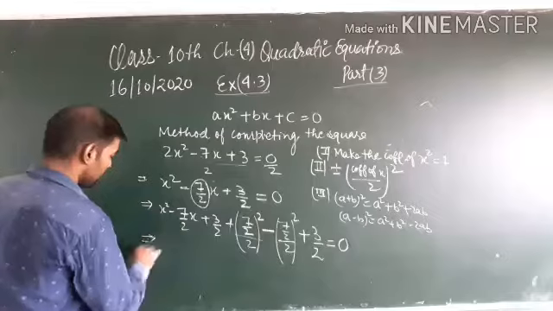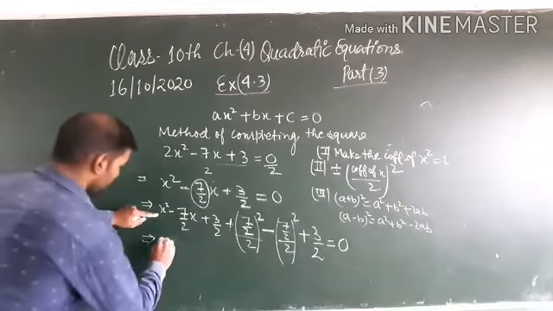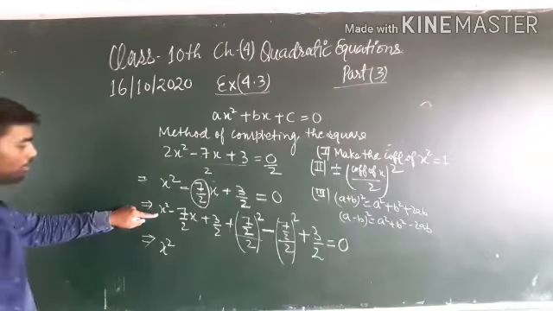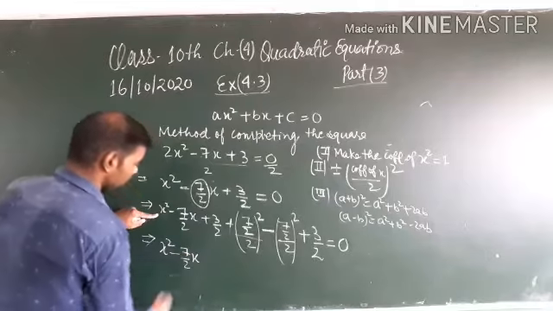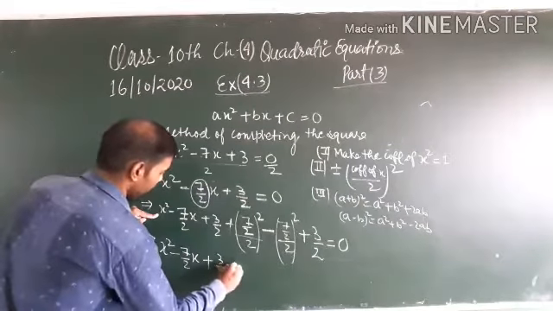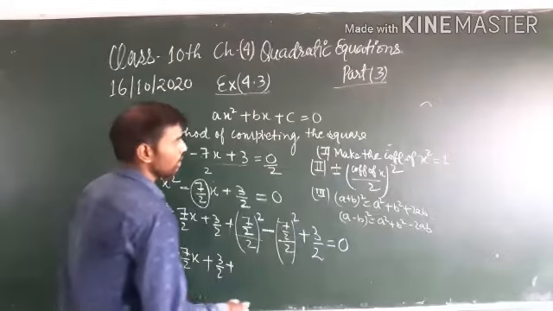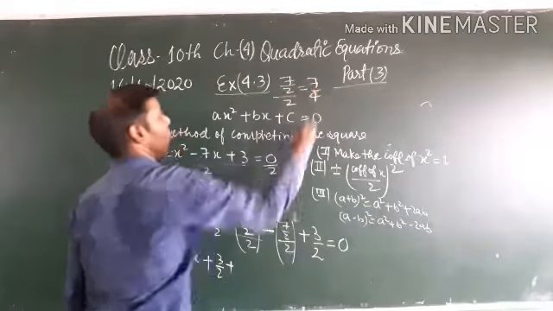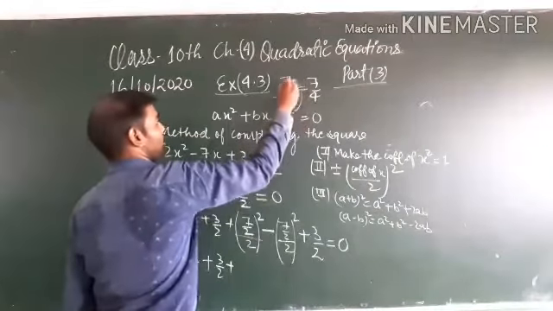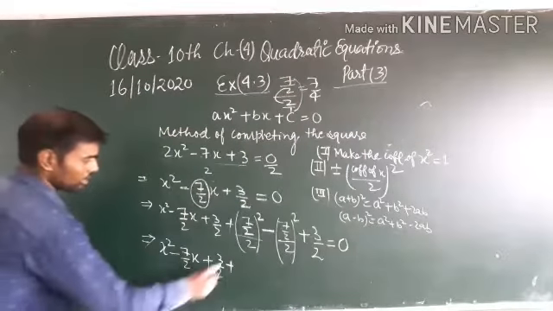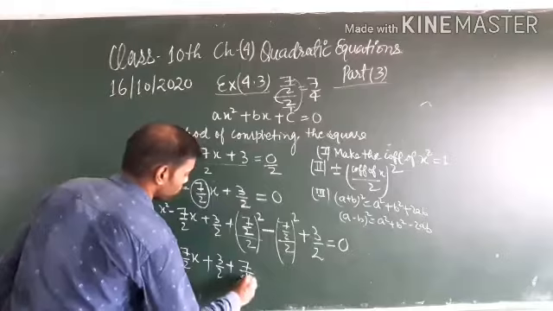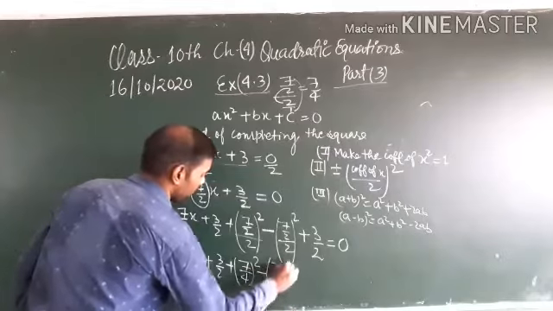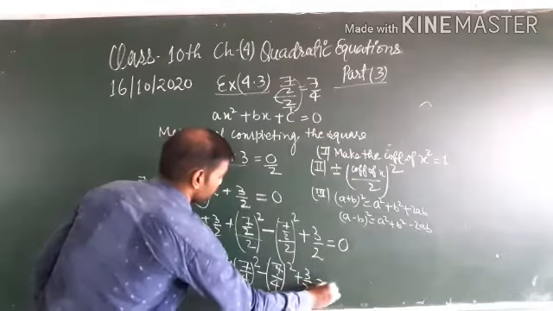Now in the third step, x square minus 7 by 2 x plus 3 by 2, and plus, what is the value of this part? 7 by 2 by 2 can be written as 7 by 4, so this is 7 by 4 whole square. Similarly, minus 7 by 4 whole square, plus 3 by 2 is equal to 0.